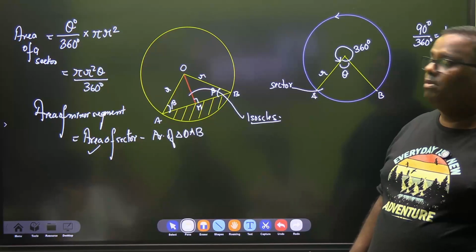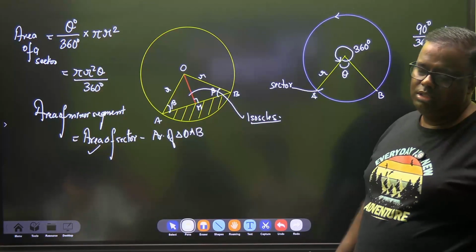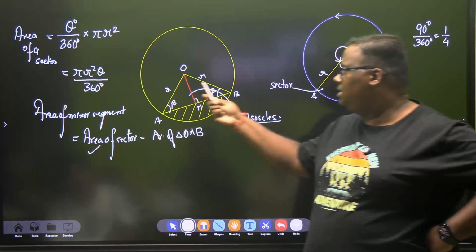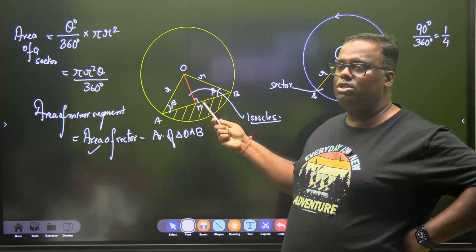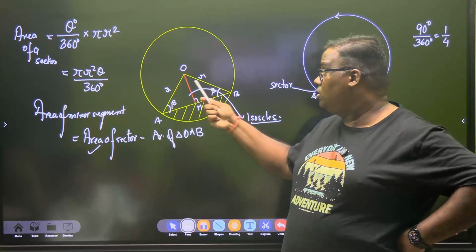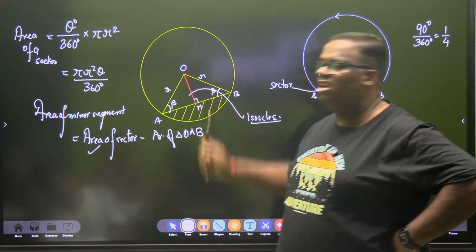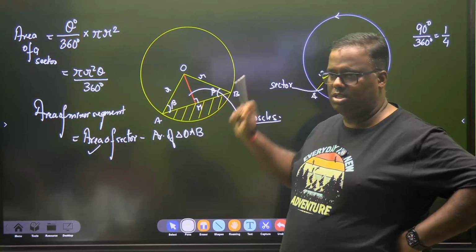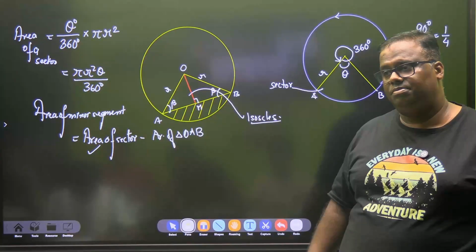But sometimes what they may do, they may juggle around with the data that is given to you. Now say suppose, since this is an isosceles triangle, in an isosceles triangle always remember the altitude is also the perpendicular bisector and also the median, and also the angle bisector for the vertex angle. So sometimes they may say this angle is 120. So each of these angles become how much? 60, 60, right?